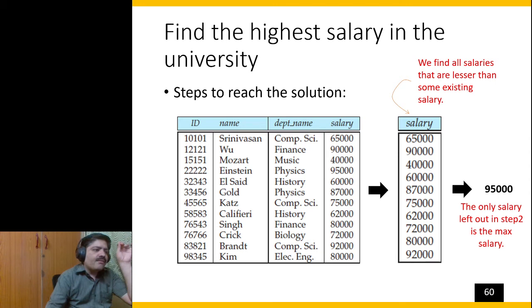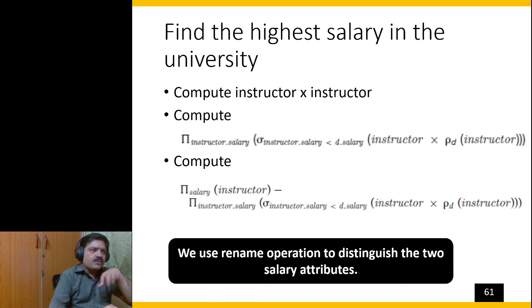So when you look at that, we should get all salaries except the highest salary, which is the 95,000 salary. And now if I remove all this from all known salaries, I should get 95,000 as the result, the only salary which is left out in this step 2, and that happens to be the max salary. So let me explain what I'm trying to do here.